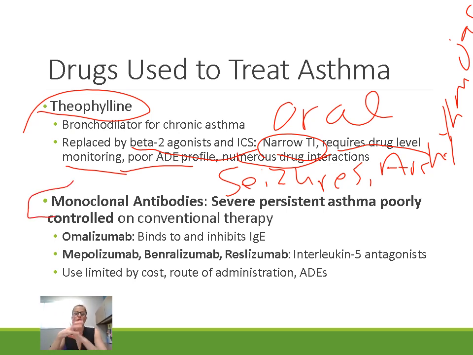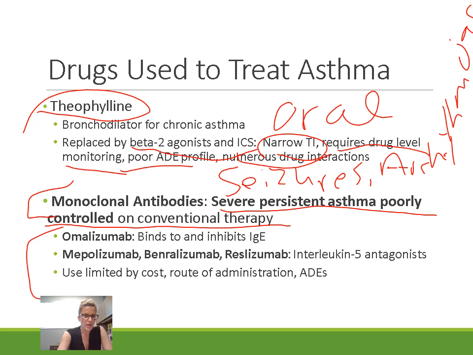Monoclonal antibodies are used for severe persistent asthma that's poorly controlled on conventional therapy. On the next slide, I'll talk to you about the different types of asthma that this might be. But if a patient has severe persistent asthma and you're giving them all of the normal drugs and they continue to have exacerbations, then it's likely that they might have an atypical form of asthma. They might have an asthma like eosinophilic asthma or allergic asthma, where there are other mediators at play. And in that case, we might need to treat them a little bit differently.